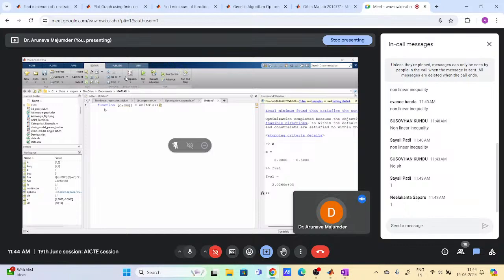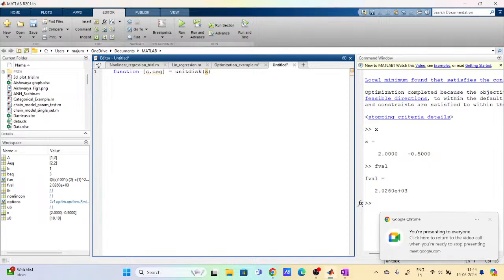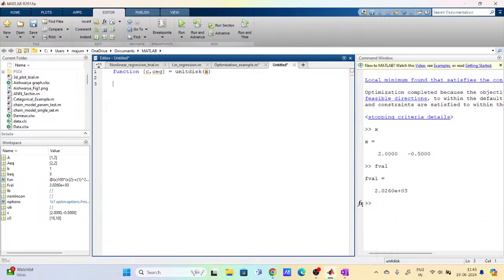According to this function, if you just see the function C, CEQ, unit disk, x, then you can say that yes, there are two outputs, C and CEQ, and one argument or input variable, x. Understood? Now I am defining the function. So how to define the function here? There are two outputs, so you need to define two outputs here.